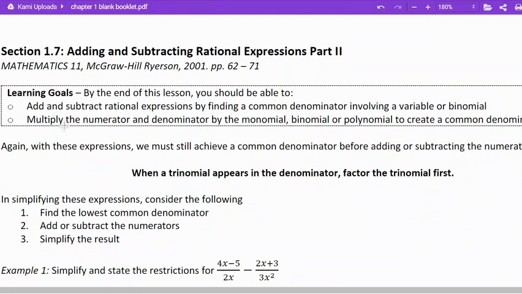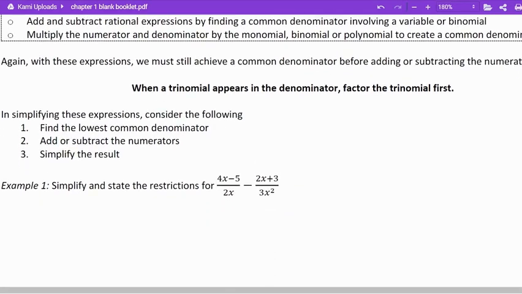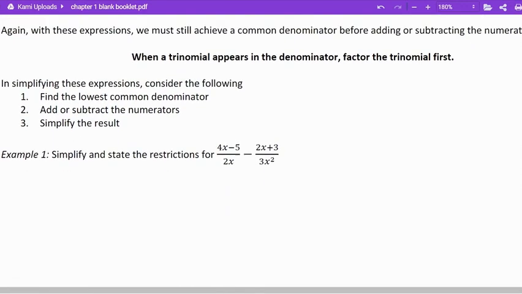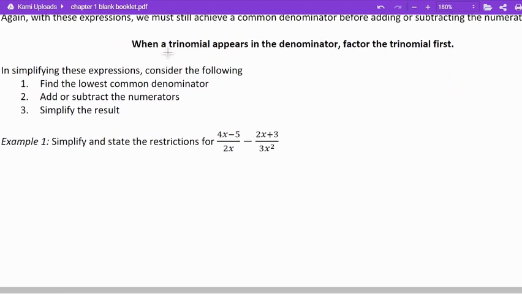Okay, add and subtract rational expressions by finding a common denominator involving a variable or binomial. So it's all about the common denominator today, and it's all about adding more factors like we did in the warm up. Multiply the numerator and denominator by whatever that new factor is. Okay. So let's just get going.